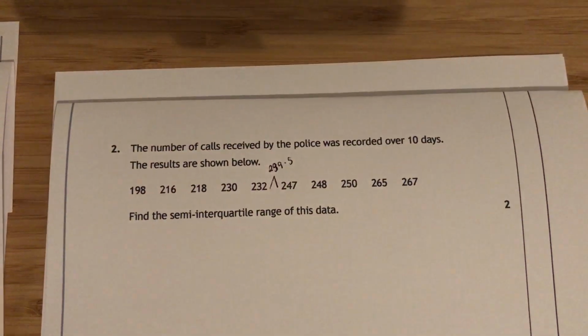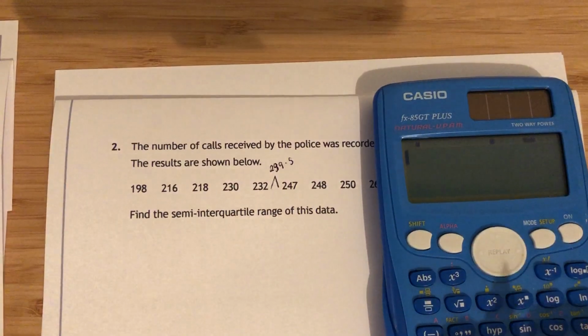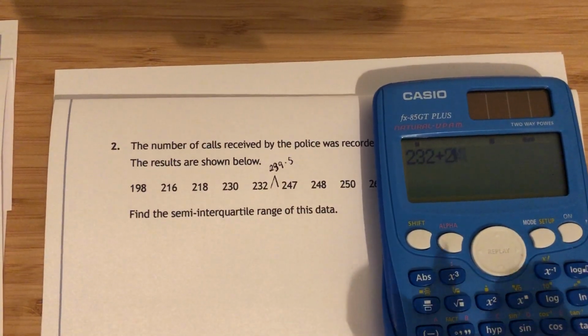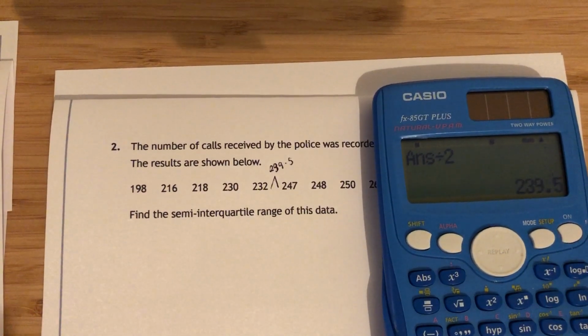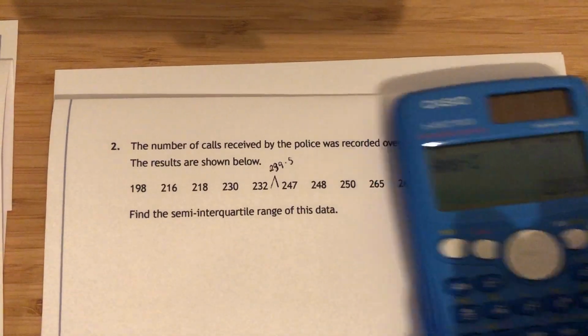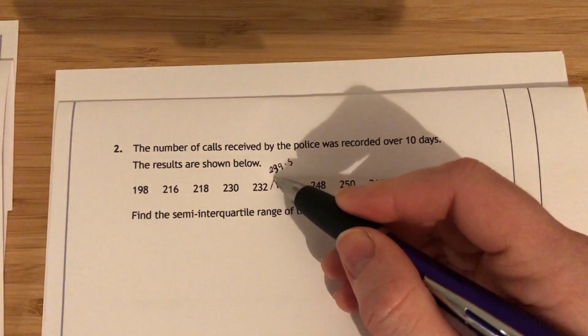So you can't quite see that, 239.5. Another way you can do that is you can add the two numbers together, 232 plus 247, and then divide them by 2. You've got 239.5. So two different ways to find the median. For this question, you didn't actually need to find it. You just knew that it was going to be in between here.